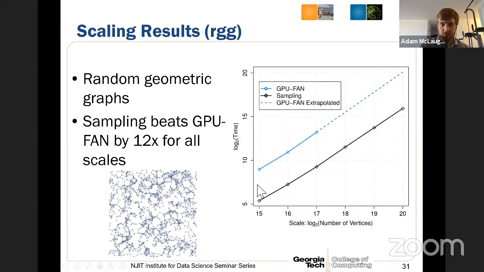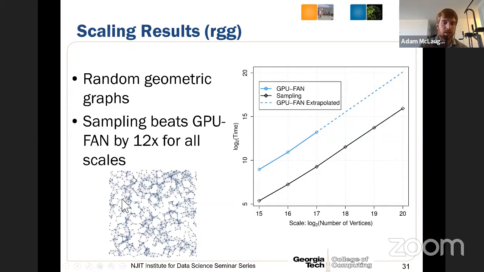What we can see is there's this massive gap, so we're going way faster. Unfortunately, GPU fan wasn't able to scale past 2 to the 17 vertices because of memory issues. I think I mentioned before that we were able to not use the predecessor array, which made it easier for us to scale to larger graph instances. And we actually see that here.